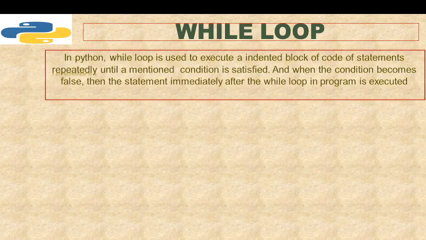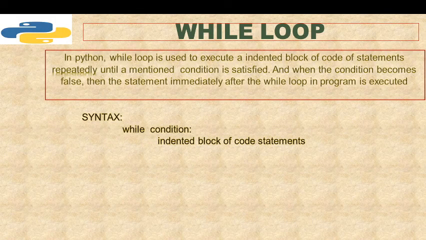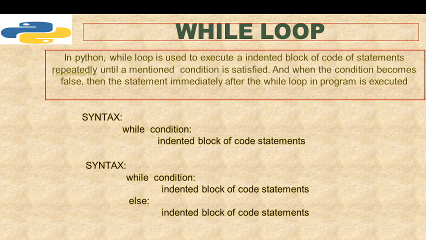Out of this, what is a while loop? In Python, a while loop is used to execute an indented block of code or statements repeatedly until a mentioned condition is satisfied. When the condition becomes false, the statement immediately after the while loop is executed. The syntax is: while condition, and under that you have an indented block of code statements; else, again an indented block of code statements.